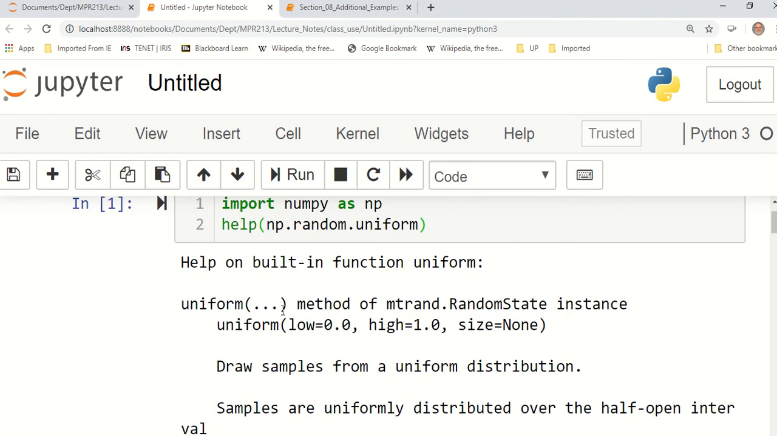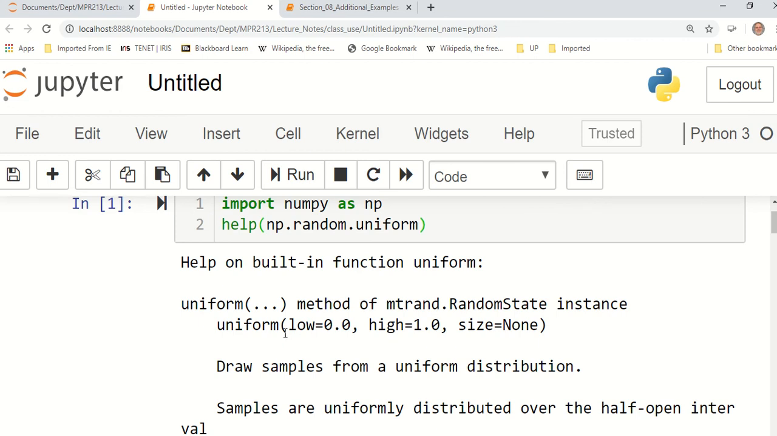It says uniform, method of RandomState. And okay, here's the important thing. Draw samples from a uniform distribution. But these samples are not integers. Previously we had randint. Randint generates integers in a uniform distribution. This function generates real numbers in a uniform distribution. It's not limited to integers, right?